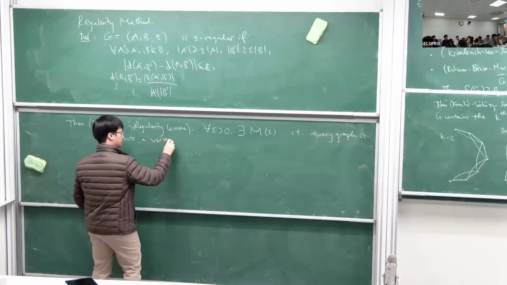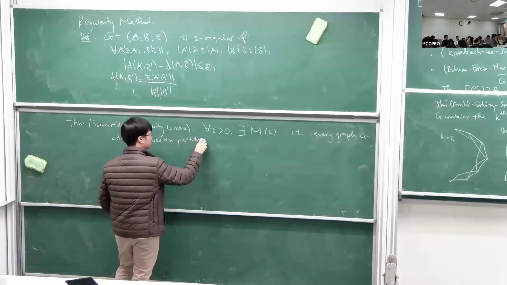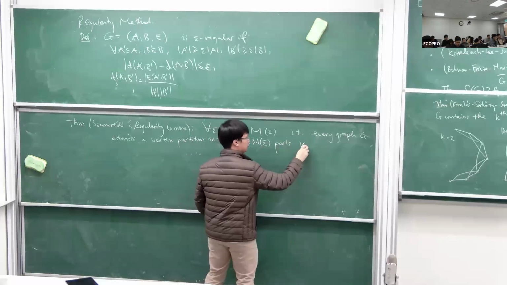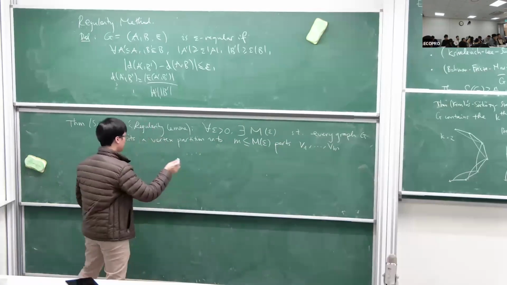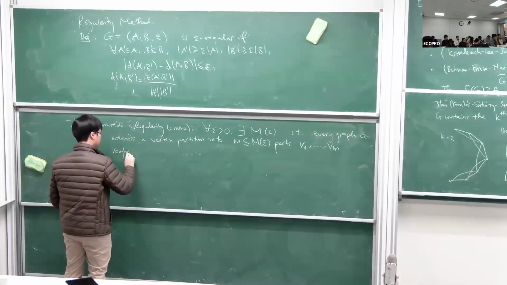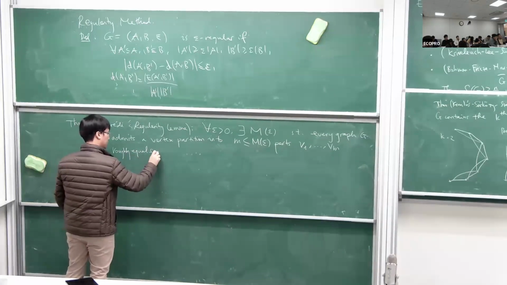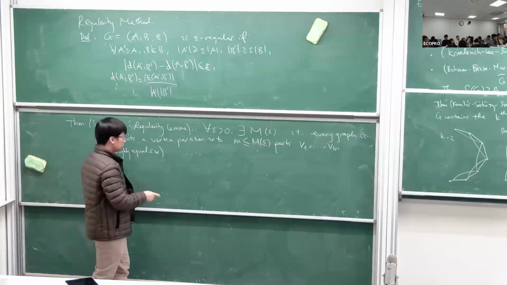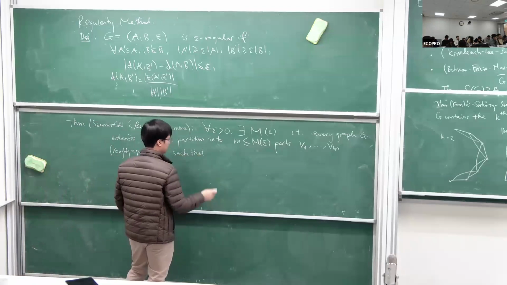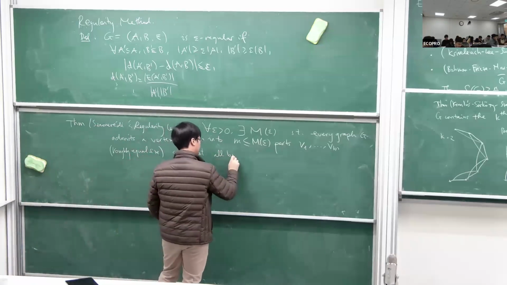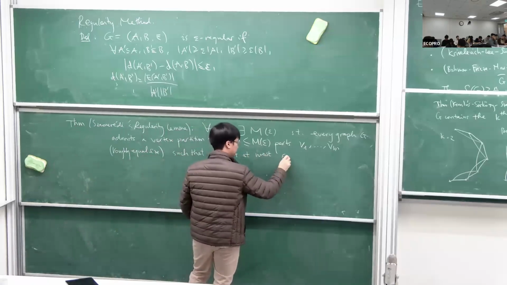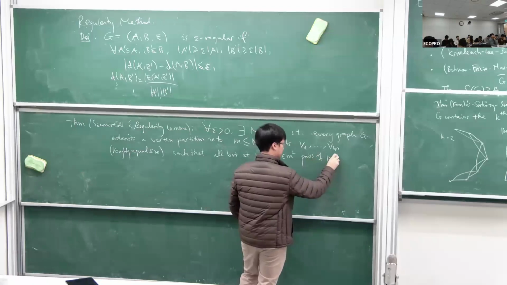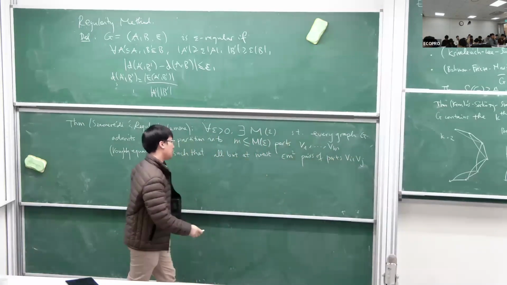a vertex partition into at most M of epsilon parts, B1 up to Bm. Here we'll assume that they have roughly equal size. So for every two of these parts, Bi and Bj, the sizes differ by at most 1. And we'll have the condition that all but at most epsilon m squared pairs of parts Bi, Bj are epsilon regular.